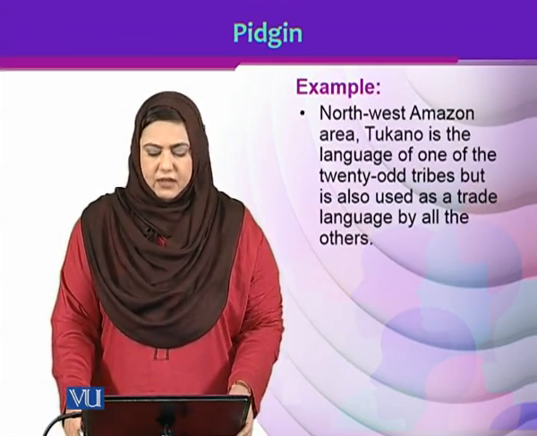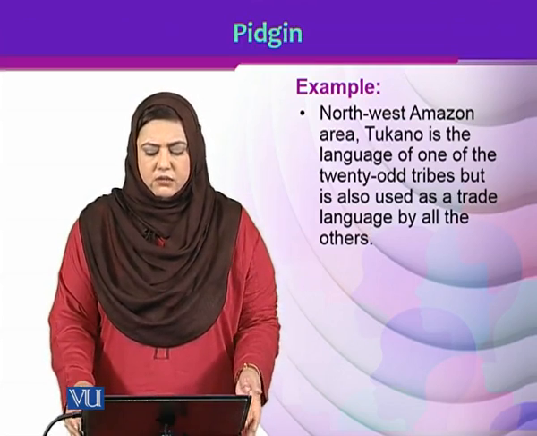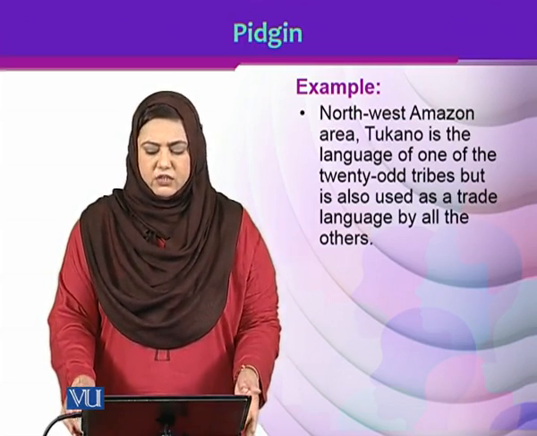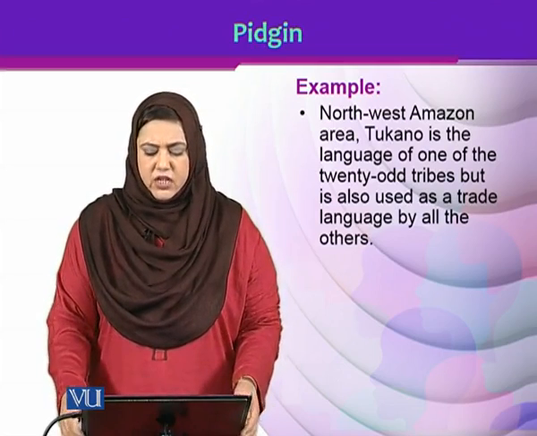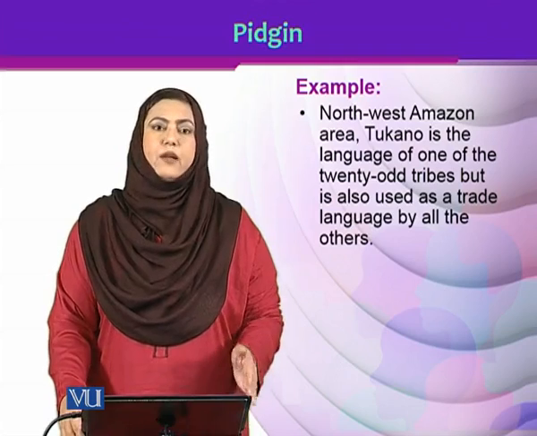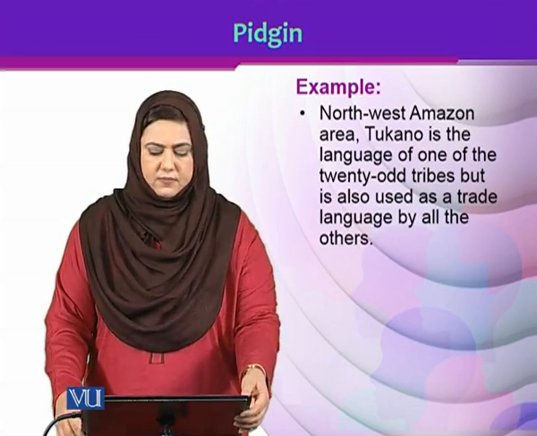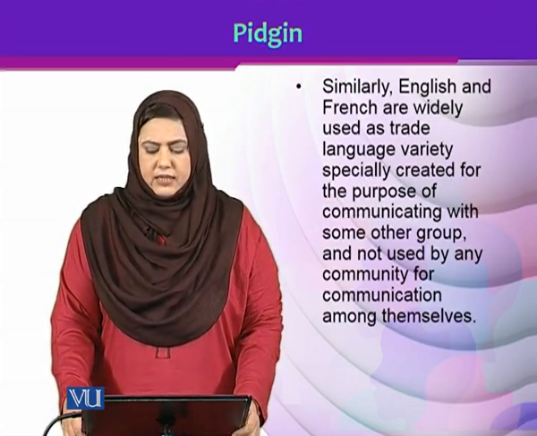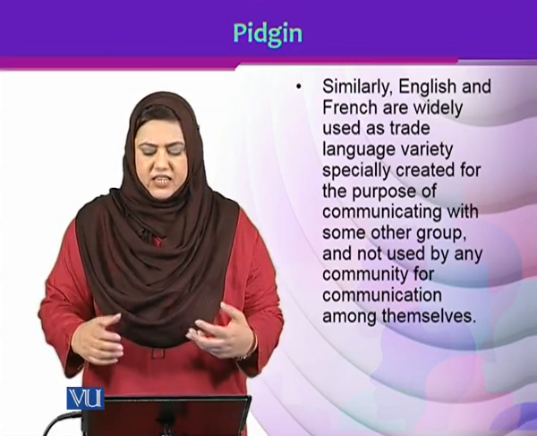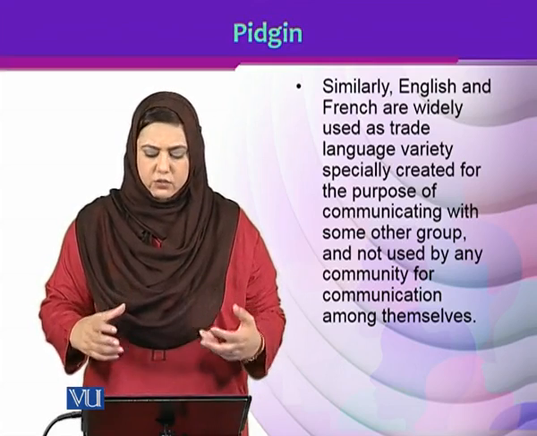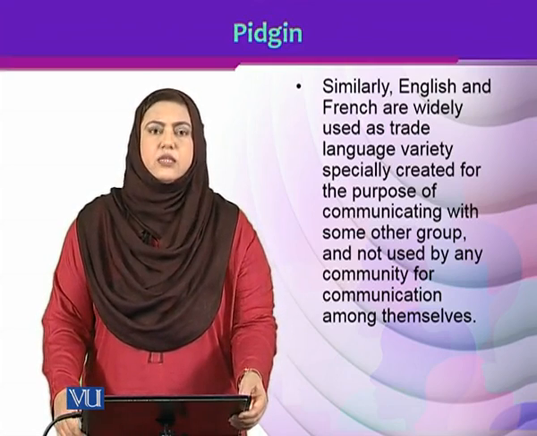I would give you one example. If you think of the Northwest Amazon area, Tucano is the language of one of the 20-odd tribes. There are more than 20 tribes here who speak the Tucano language, but it is also used as a trade language by all the other tribes, not only these ones. In the same way, English and French are widely used as trade language varieties, especially created for the purpose of communication of all the groups, everywhere. But these languages are also used otherwise.